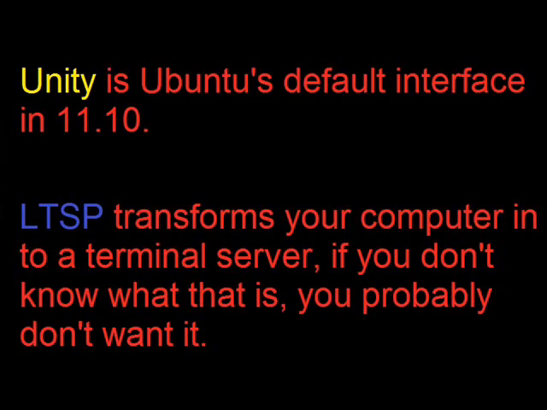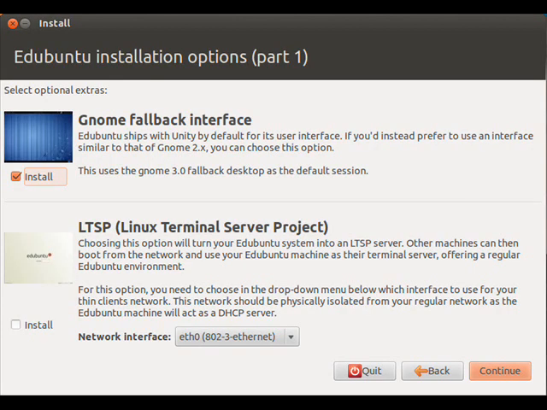Here is some additional information. Unity is Ubuntu's default interface in 11.10, while LTSP transforms your computer into a terminal server. If you don't know what that is, you probably don't want it. On the Edubuntu options dialog, you will be able to select optional extras such as the Unity interface and LTSP, but check the box to install the GNOME fallback interface.